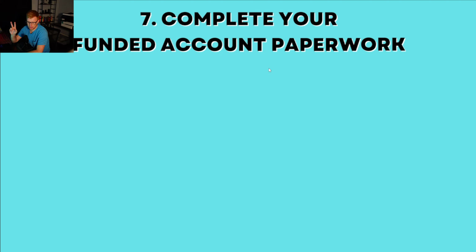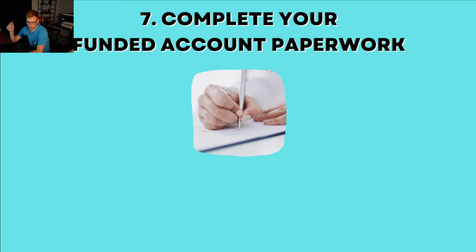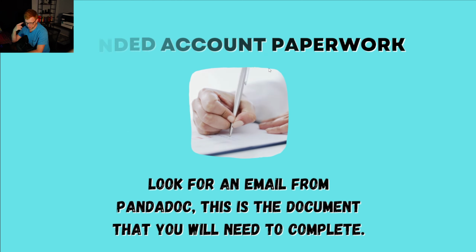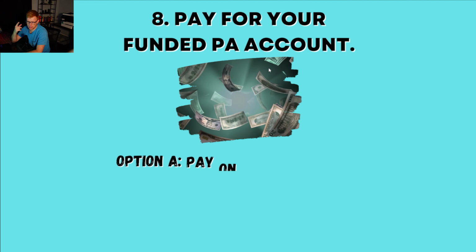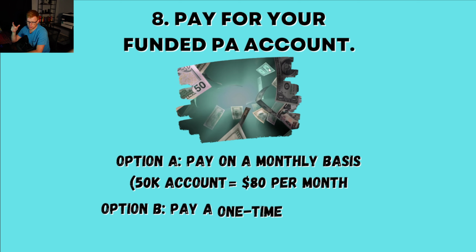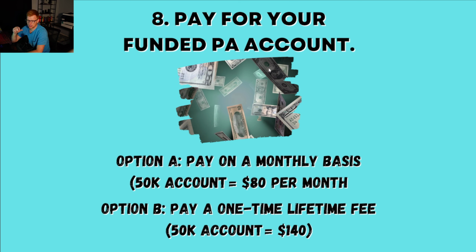The first email would be from Apex, and that email is basically a link to pay for your funded account, which we'll get to in a little bit. Then there's another email from PandaDoc where you will have paperwork that you need to fill out. It's pretty simple. Then obviously you need to pay for your funded account. When you click on the link to pay, you're going to have 2 different options. You can choose to pay on a monthly basis, which is $80 per month, or you can choose option B, and that's a one-time lifetime fee of $140.